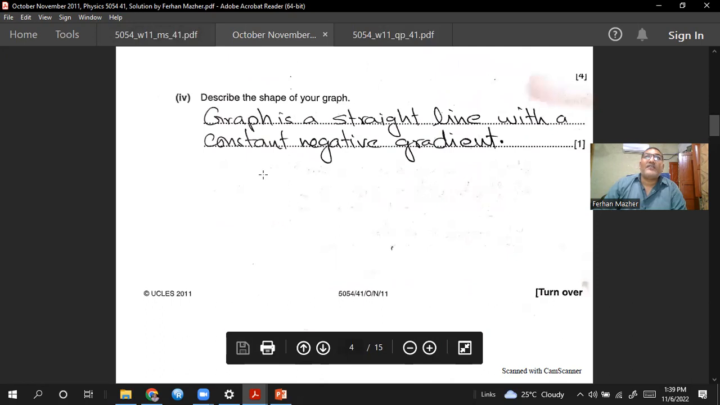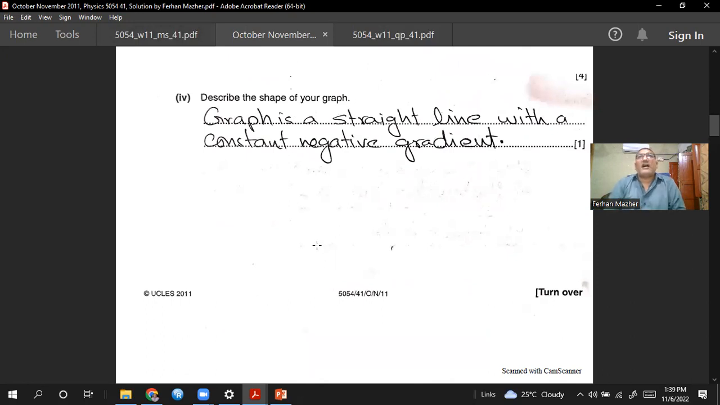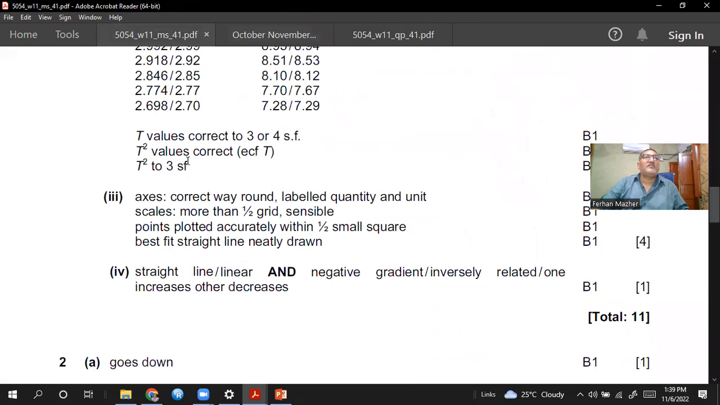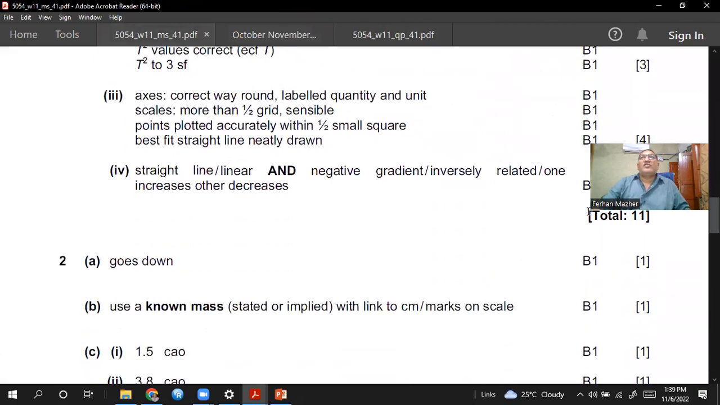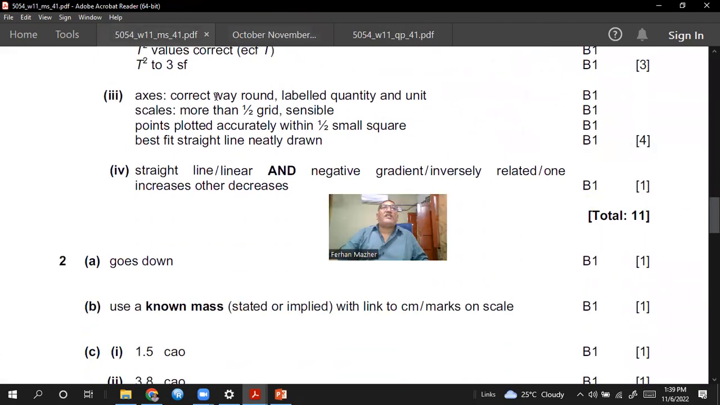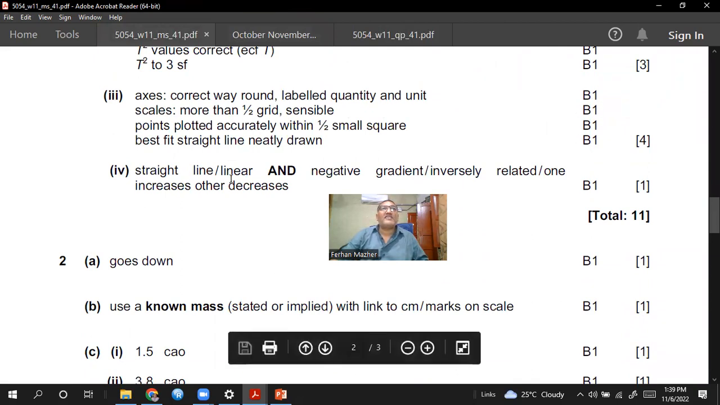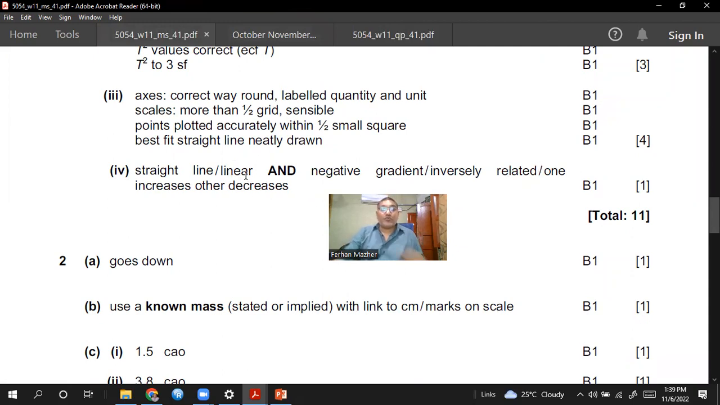So you can see here, I have written here, the graph is a straight line with the constant negative gradient. So as h increases, t square decreases. So they have inverse relation, but not inversely proportional. Okay, so let me show you from here. So you can see for that graph what these are: one number, two number, three number, fourth number, and this is the fourth part of question number one. So we are almost done with question number one.